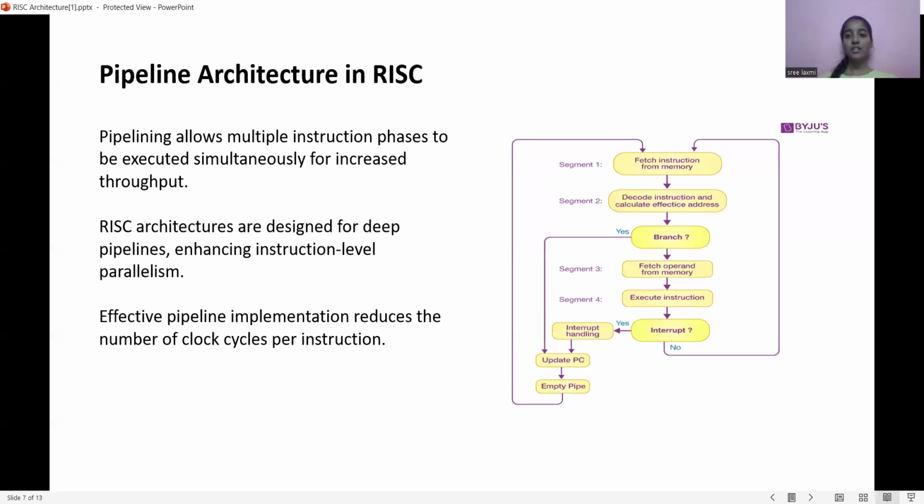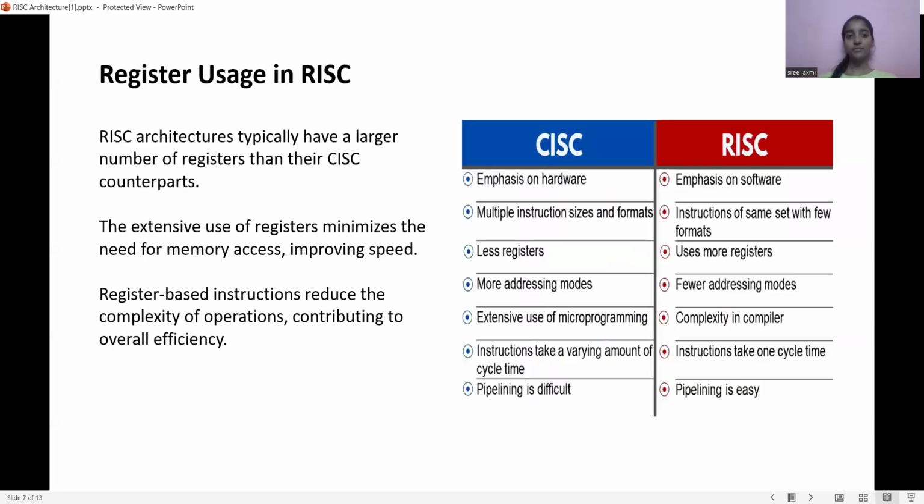Here are some segments. In segment 1, fetch instruction from the memory. In segment 2, decode instruction and calculate effective address. In segment 3 and segment 4, branch, fetch operand from the memory and then execute the instruction. Then it will handle the interrupt, then update the PC in empty pipe. Then again go back to fetch instruction from the memory and the process will continue.